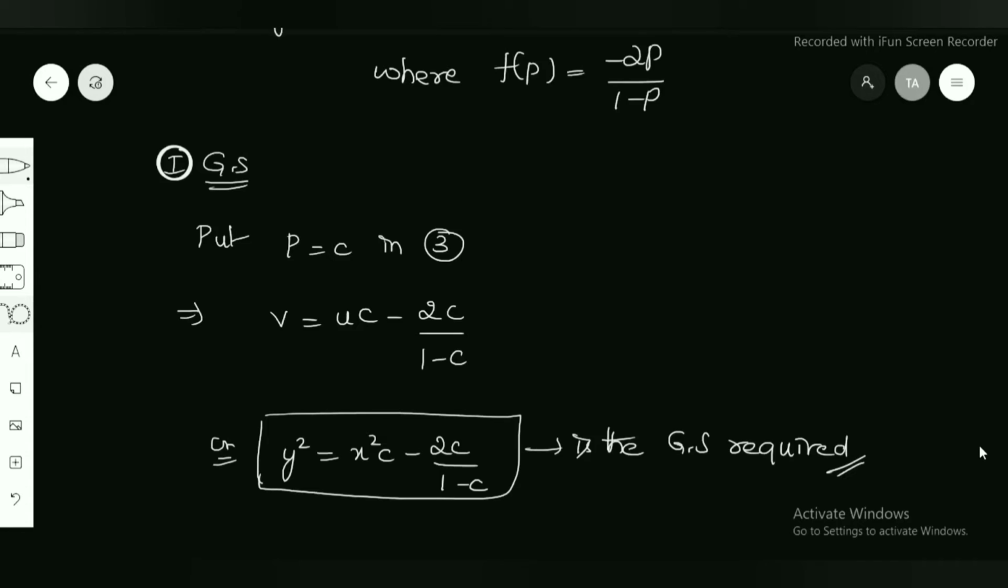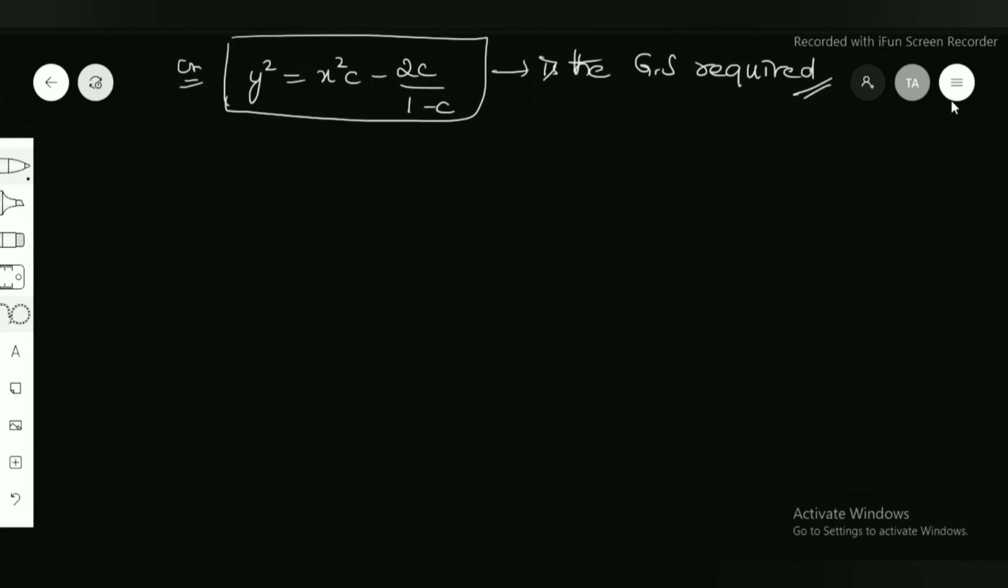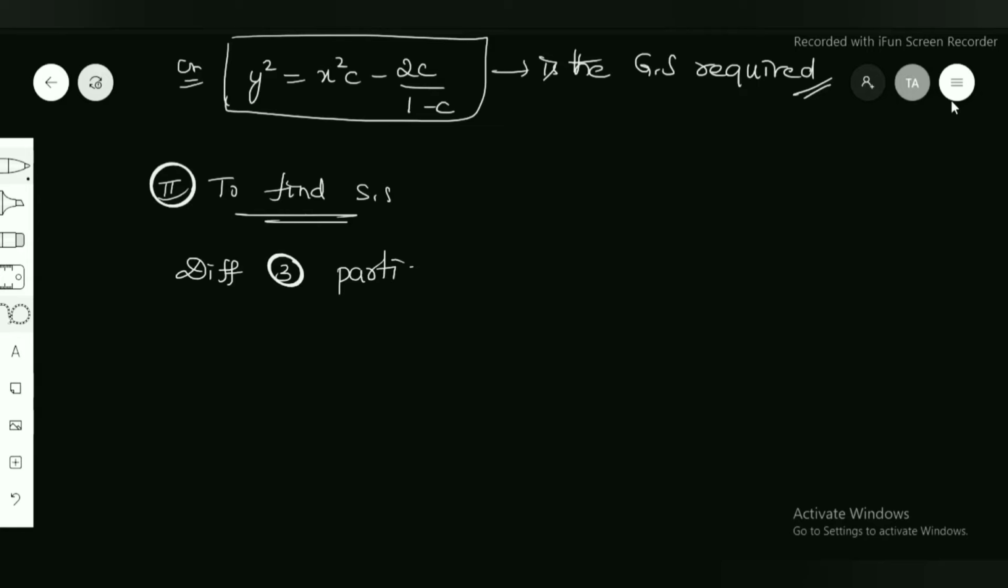Okay, let us go to the second part. To find the singular solution, what do we have to do? We have to differentiate equation 3 partially with respect to p, isn't it? So let us write the equation 3 as it is.